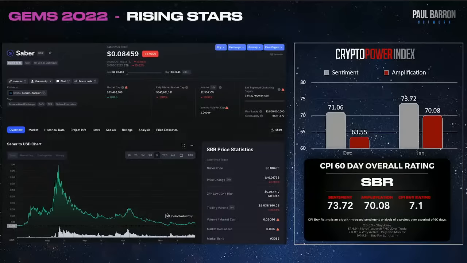Now, Saber, you've heard me talk about this one before, mainly because it had a nice run up here about 60 days ago. And we were in that run up during that first initial push. I owned Saber, sold it near the top, and jumped out. It was trading at about $1, I think, when I jumped out last time. Now it's down here at around 8 cents. So we've had a massive drop off on Saber.